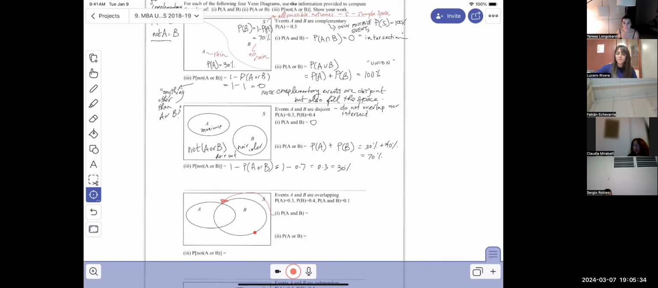In addition, you have A or B, which would be all of this. But we have to be careful. We don't want to count this twice. So we need to deal with the fact that this overlaps. And then we have the stuff outside. Those are all the possible compound events. Event A, which is here. Event B, which is here. Event A and B, which is here. And outside here, we have not A or B. Out here.